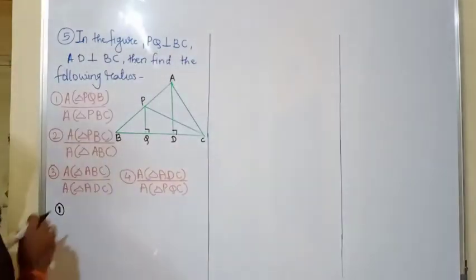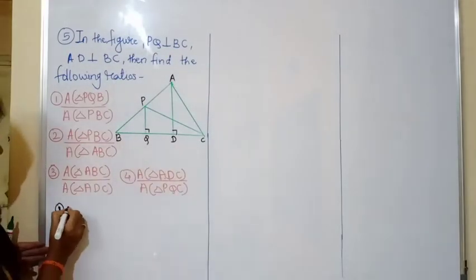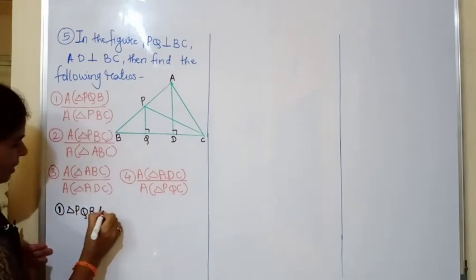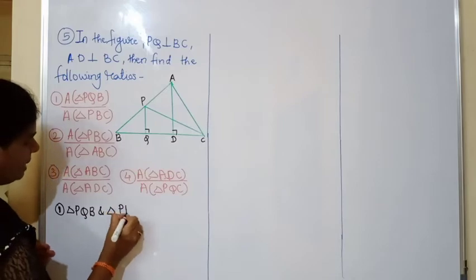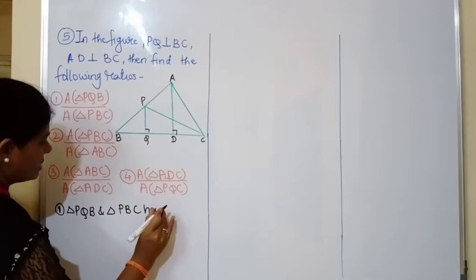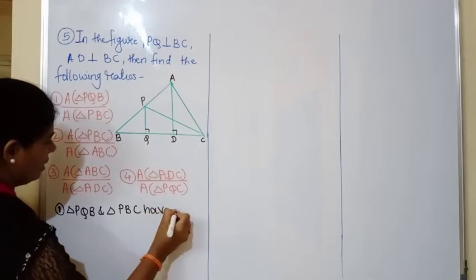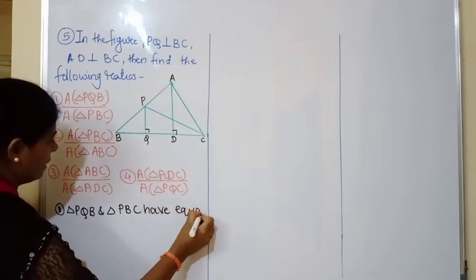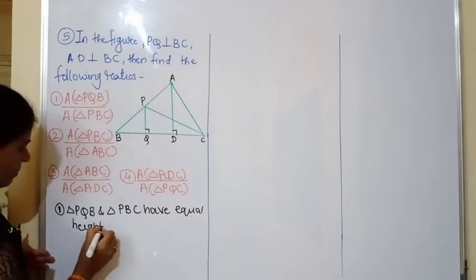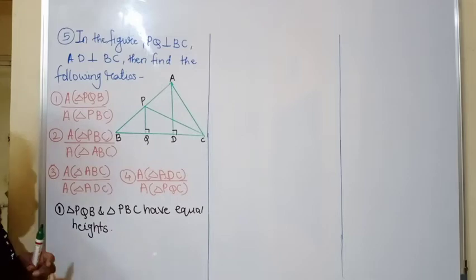Okay. So we will write the statement here. That is, triangle PQB and triangle PBC have equal heights. Have equal heights or same height, any one thing we can write.